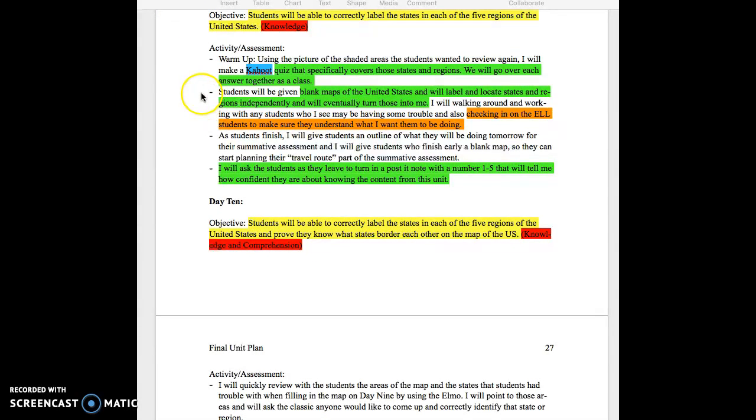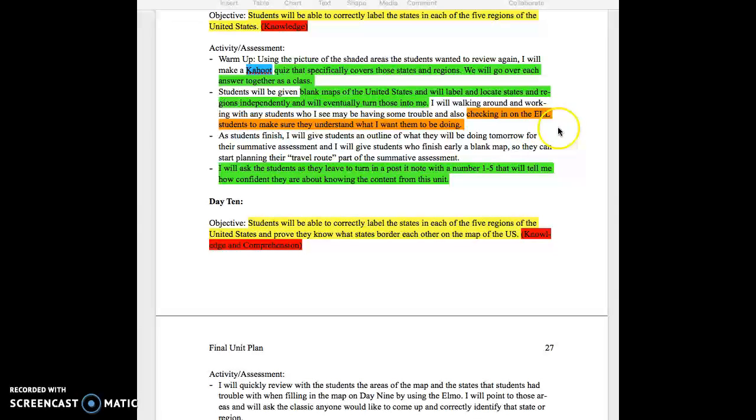Then the students are going to be given a blank map of the US, and they'll label and locate states and regions independently, and then they're going to eventually turn those in to me almost as a practice assessment. And then I'm going to be walking around and working with any students who I see maybe having some trouble, and I'm also going to be checking in on those ELLs just to make sure they do understand what I'm going to be expecting them to be doing.